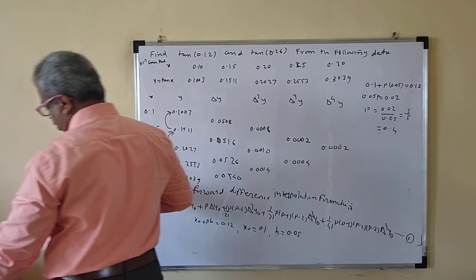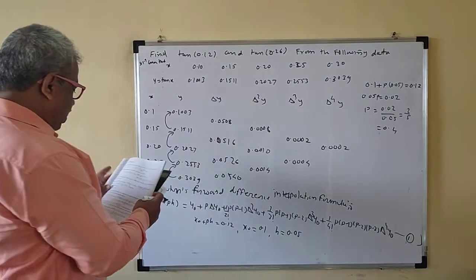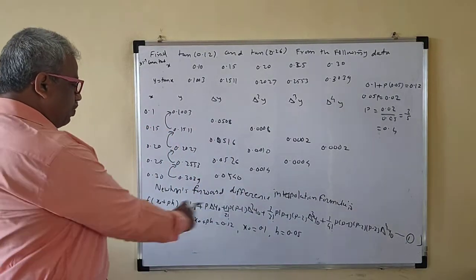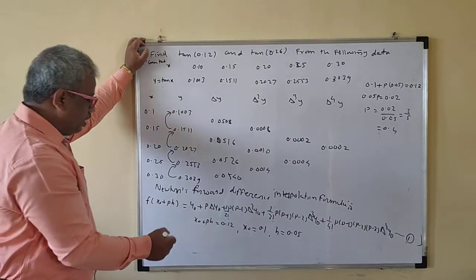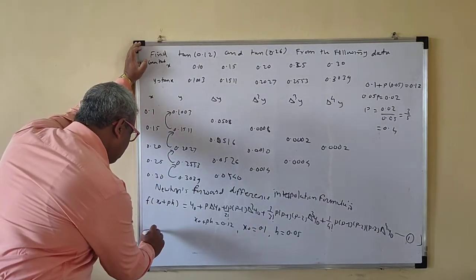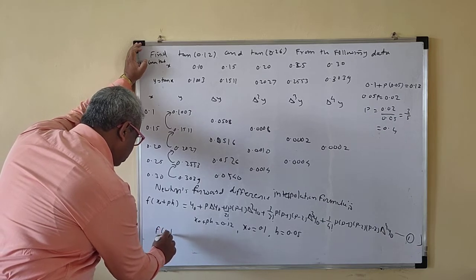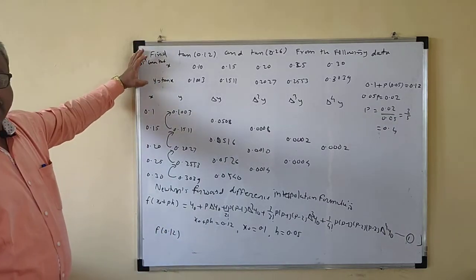So the value of p is 0.4. Okay, so now we'll put the value of p as 0.4. You have to calculate here only. You have to calculate that p is here. Now this is what? F of 0.12. F of 0.12 means tan of 0.12.